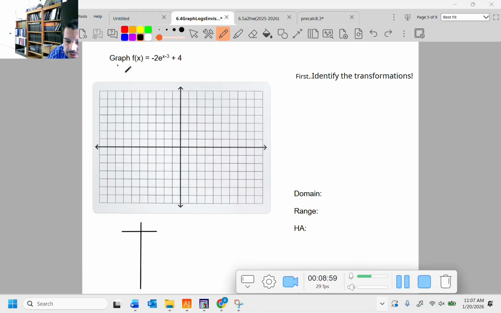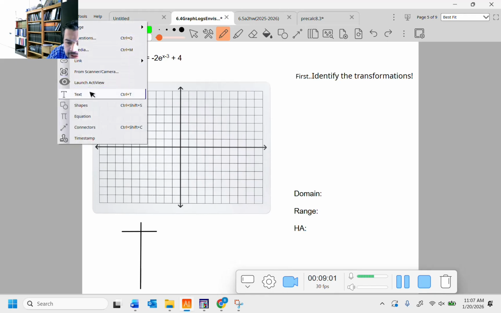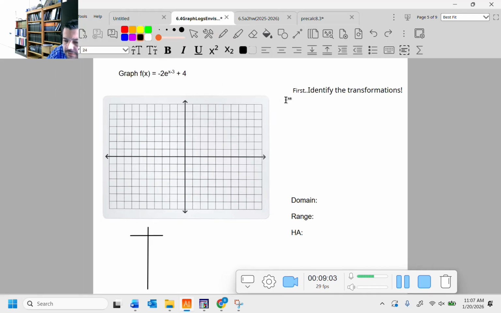All right, so we're supposed to graph this thing. First, we're supposed to identify the transformations. You see that negative symbol? That is a vertical reflection.